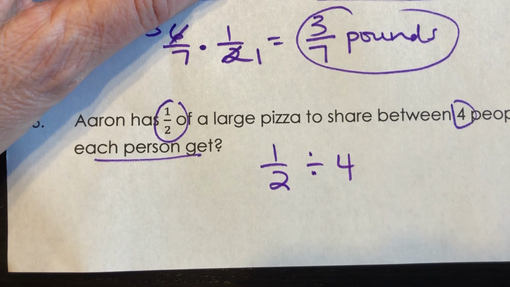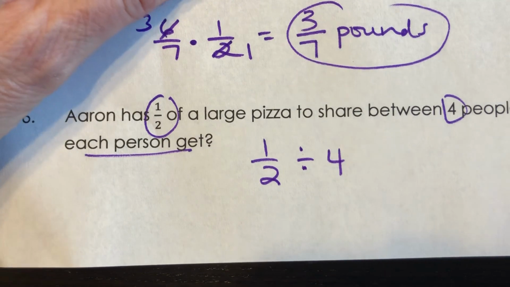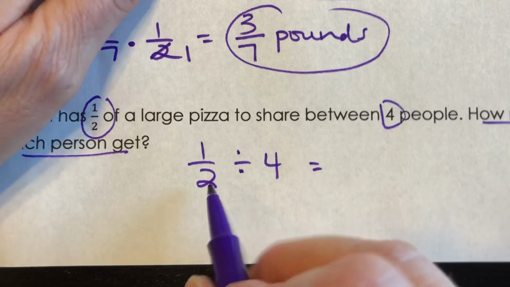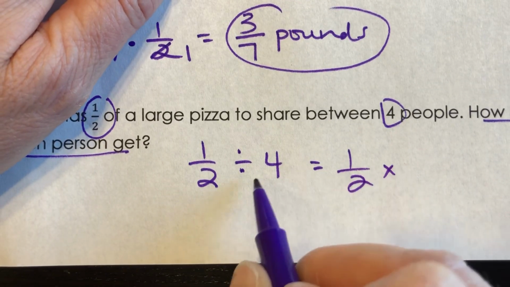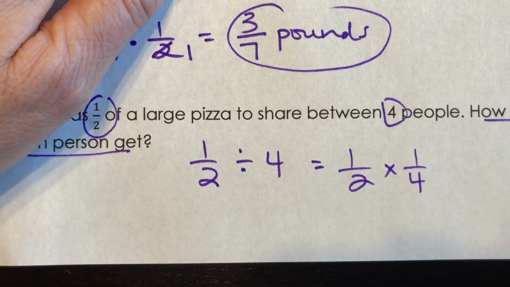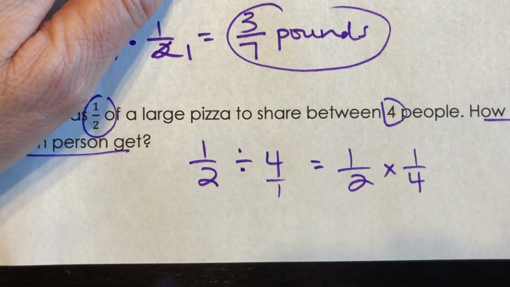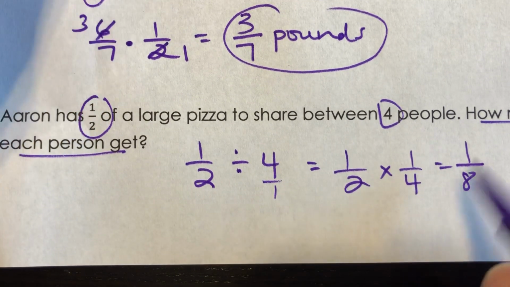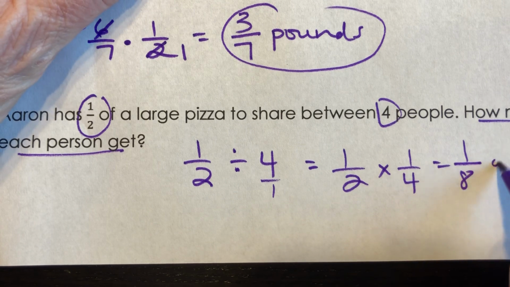So 1/2 divided by 4. So we want to know how much each person will get. I'm going to use the inverse operations. 1/2 times, hopefully you said 1/4, because the reciprocal of 4 is 1/4, because this is like 4/1, and we just go bloop, bloop, switch it around. 1 times 1 is 1, 2 times 4 is 8, so each person gets 1/8 of the pizza.